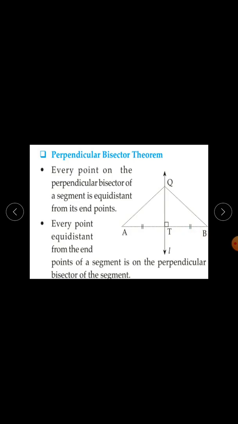And its converse is: every point equidistant from the endpoints of a segment is on the perpendicular bisector of the segment.